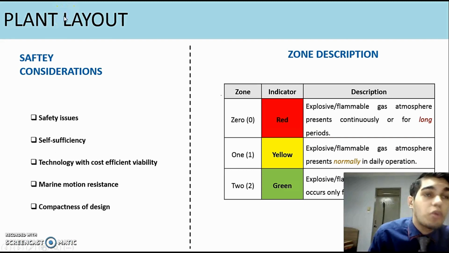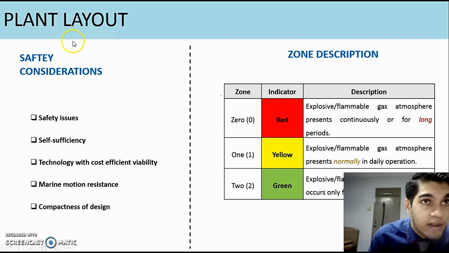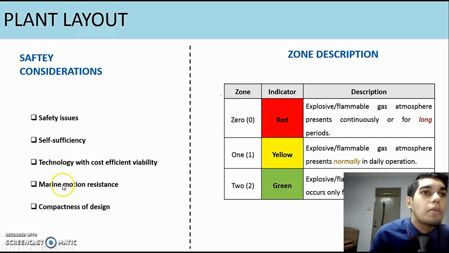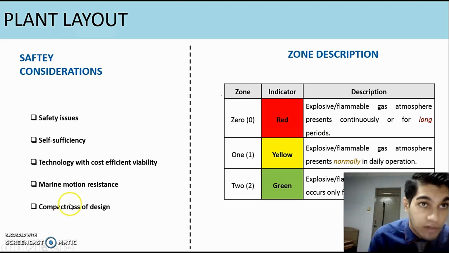Next, moving on with the plant layout. Several considerations should be made when designing the plant layout for a floating liquefied natural gas FLNG production facility. The main parameters considered during the design are usually the safety issues, self-sufficiency, technology with cost-efficient viability, and also marine motion resistance, and lastly compactness of design.